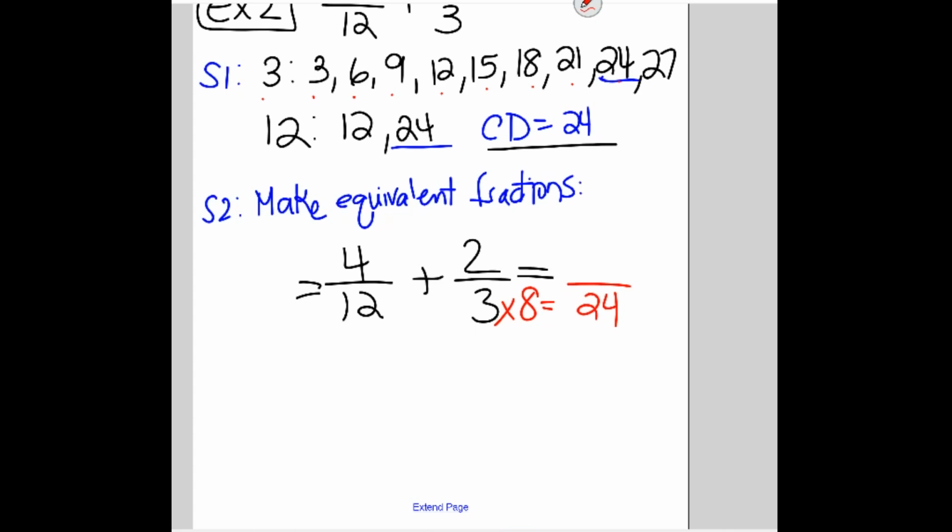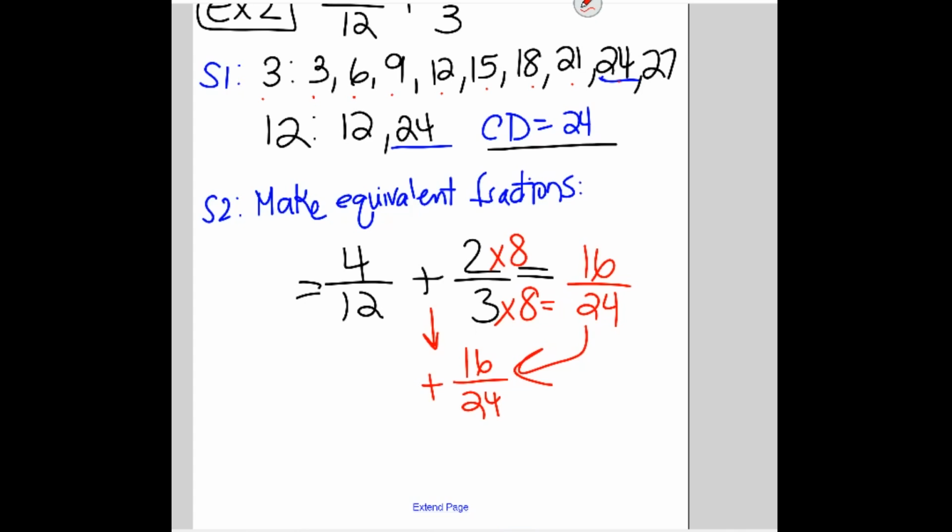And then whatever I do to the bottom, I do to the top. So 2 times 8 equals, I know my 2's, 2, 4, 6, 8, 10, 12, 14, 16. 16. So now that's one new fraction. 16/24. We are still adding. All right, let's do the last one.